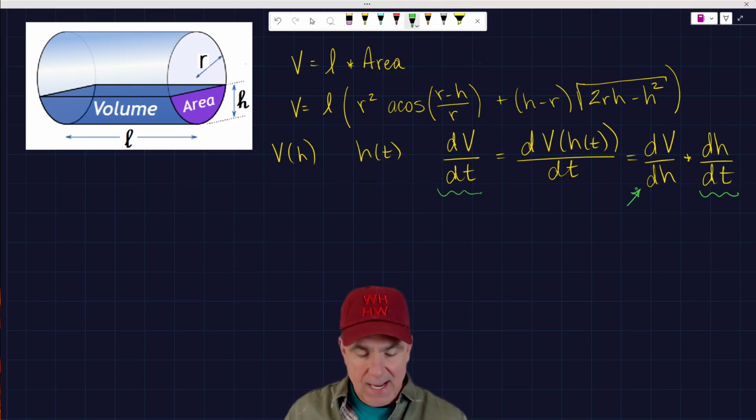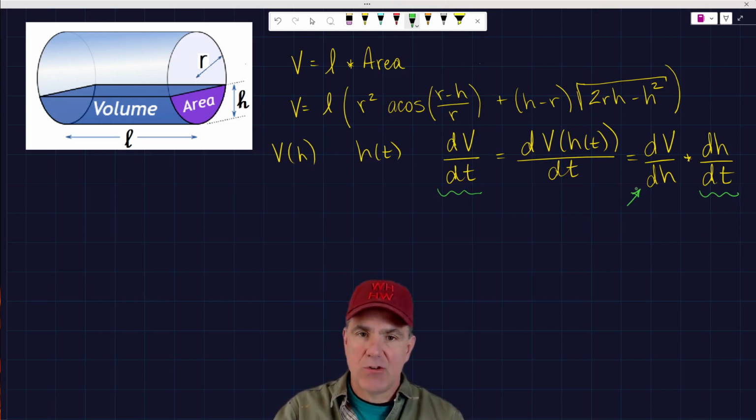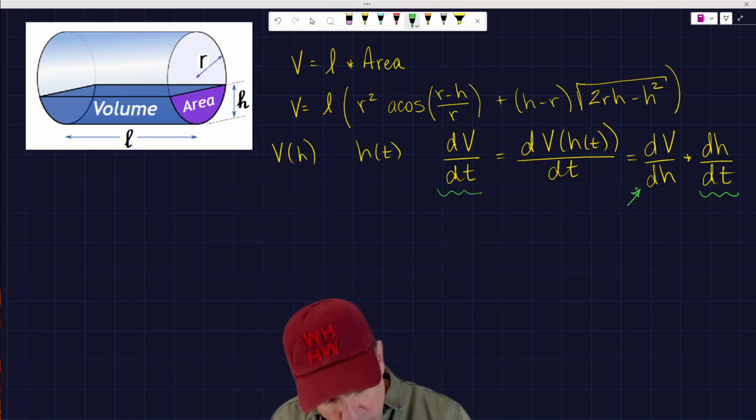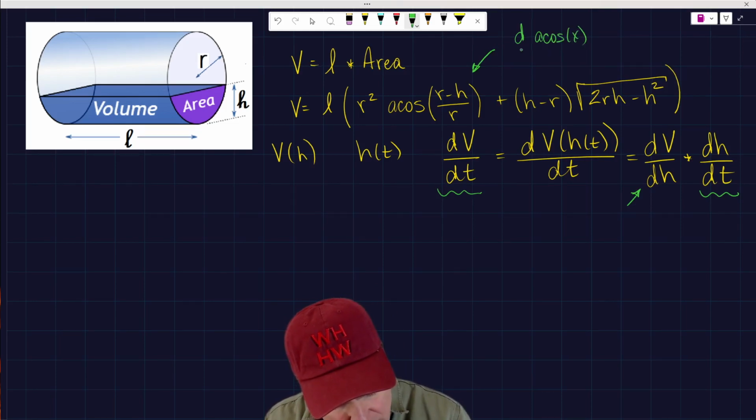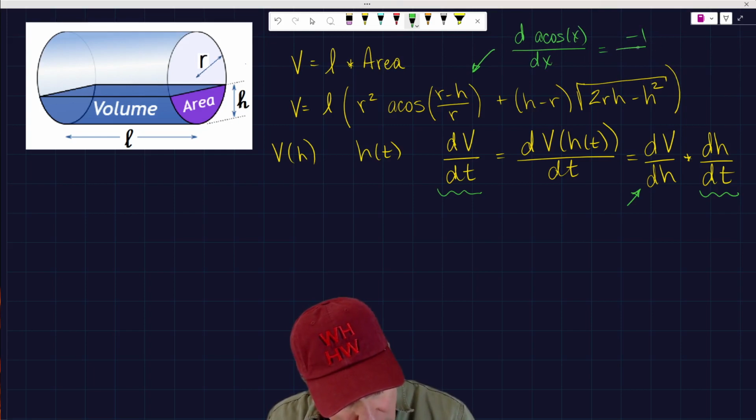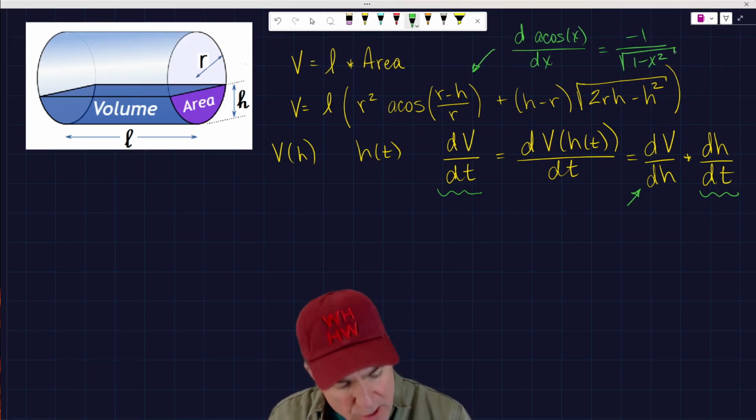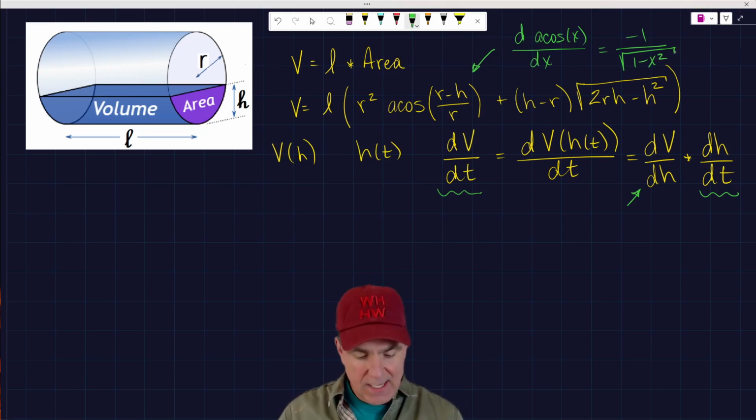Let's take a look at how this is going to shape up. What I'm going to do is, I'm not going to calculate these derivatives. For those of you who are interested, the derivative of arc cosine of x with respect to x is equal to -1 divided by the square root of 1 minus x squared. So we would need to use that, and we are going to use it when we take this derivative.